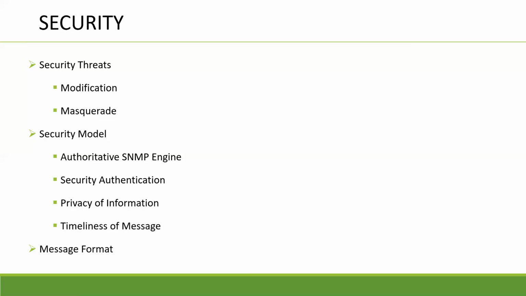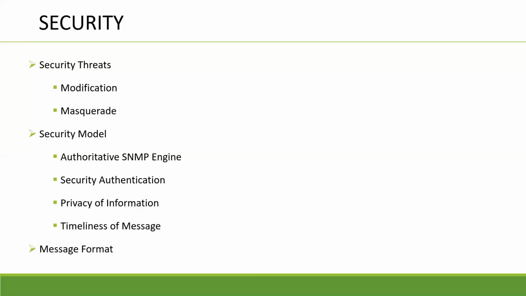Then, privacy of information. The second module provides the data confidentiality service. Data confidentiality ensures that information is not made available or disclosed to unauthorized users, entities, or processes. It is the use of privacy of information. So the privacy of the message is accomplished by encrypting the message at the sending end and decrypting it at the receiving end. This is the process of privacy of information.